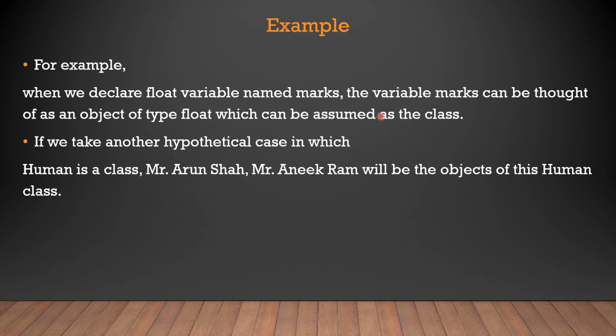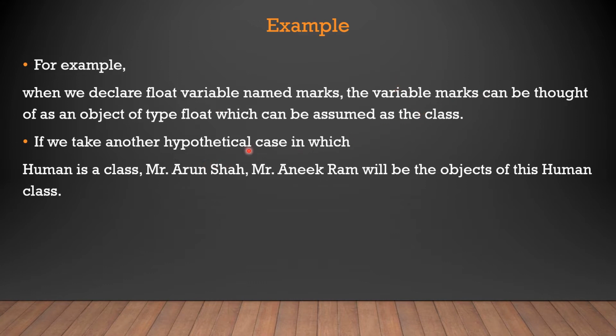So in this example, we just want to make it clear that class is a bigger aspect and object is a smaller aspect, or we can say that object is the subset of the class. So here we have assumed our class to be float and the object to be marks.